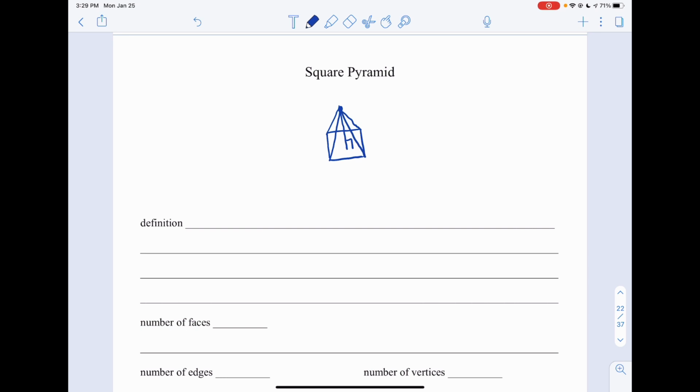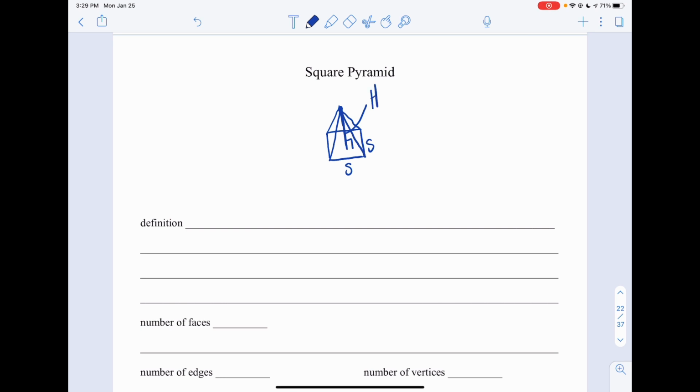So when I'm labeling my base, those are going to be the sides. Remember, squares, they're all the same measurements with squares. So I'm just going to put side, and then I have my height. So that middle line right here is going to represent the height of the pyramid.